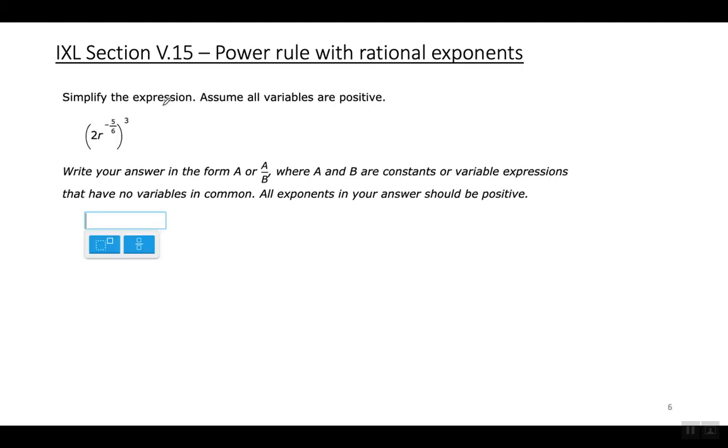Next example. They get more convoluted, but it's still the same basic concept. So this 3 out here, I got to distribute it to everything inside the parentheses, to the 2 as well as to the r, and the r already has an exponent there. So first of all, let's distribute it to the 2, and you get 2 to the third power. Now let's distribute it to the r. The r already has an exponent, so I got to multiply those two exponents together. So I'm going to get r to the negative 15 over 6 power.